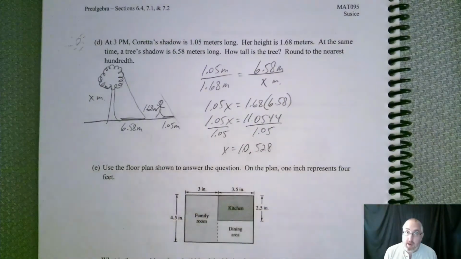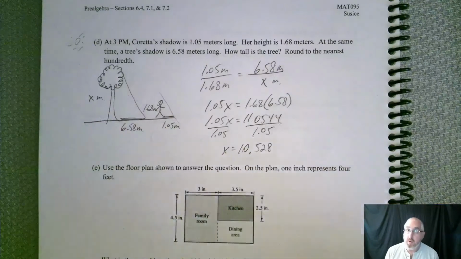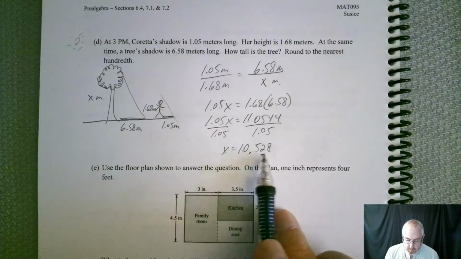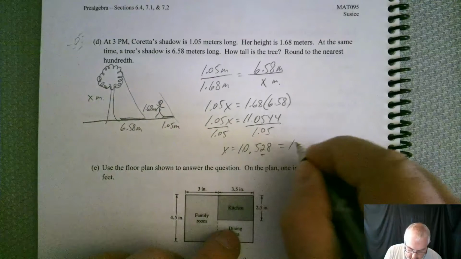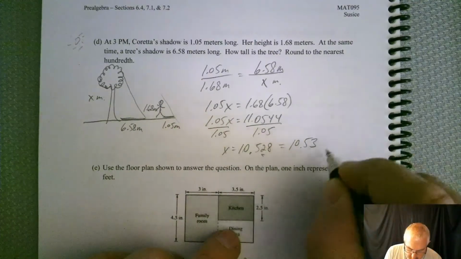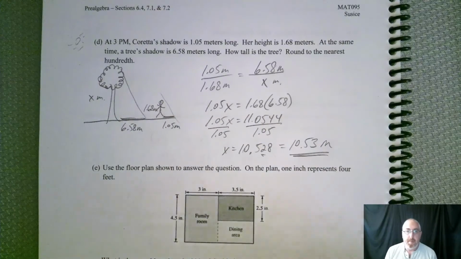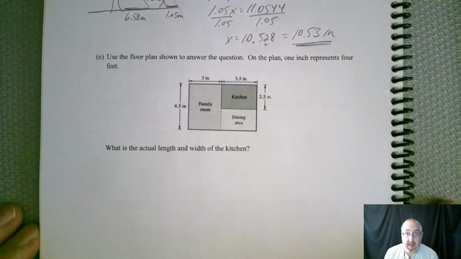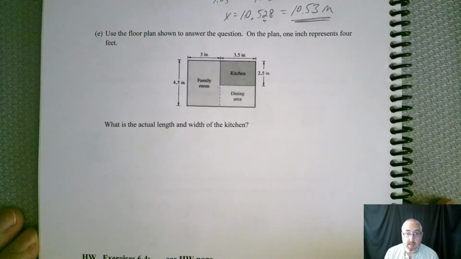Now we got to look at rounding. So what does it say for rounding? Round to the nearest hundredth. Hundredth, remember, is 2 decimal places. So we want to look at the 2, but the 8 says we need to round it up. So we're going to end up getting 10.53 meters. So there we go. All right, almost there. Let's do this last one, and we'll wrap this section up.